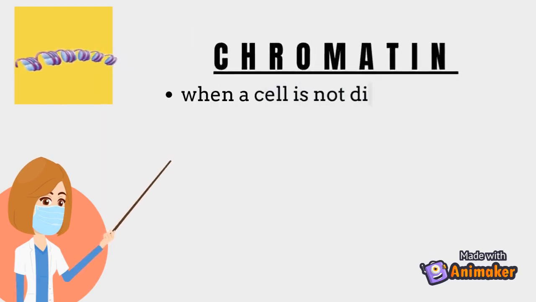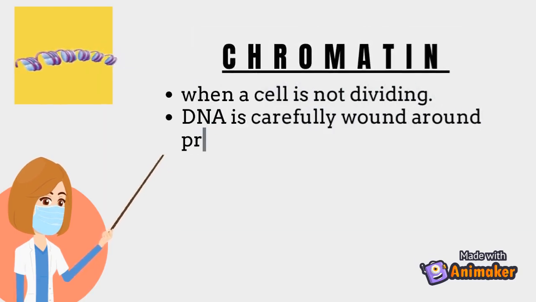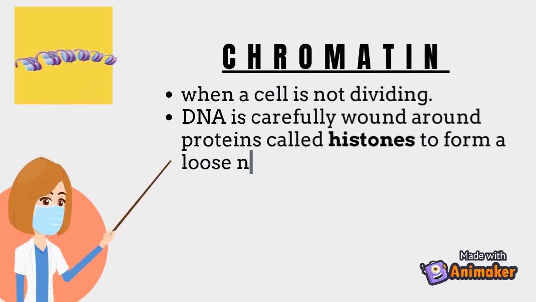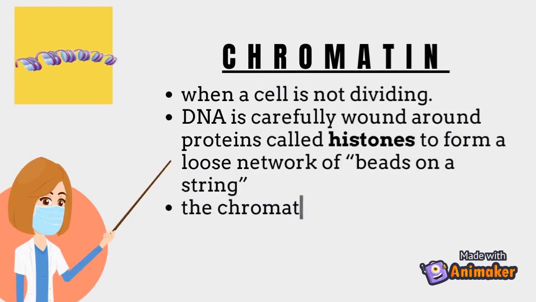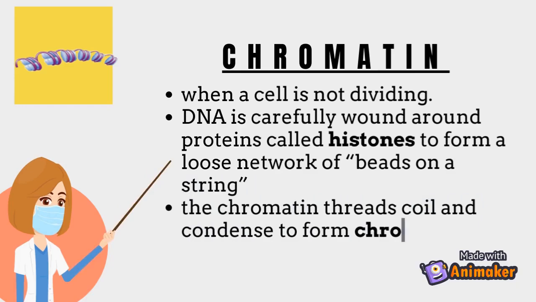Chromatin is the form the DNA takes when a cell is not dividing. Its DNA is carefully wound around proteins called histones to form a loose network of beads on a string. When a cell is dividing to form two daughter cells, the chromatin threads coil and condense to form chromosomes.